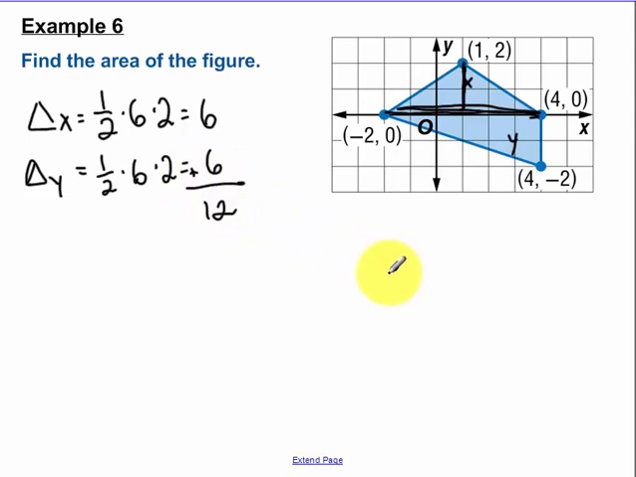Okay, so that is your areas of regular figures and composite areas. Please now work on the homework for me.